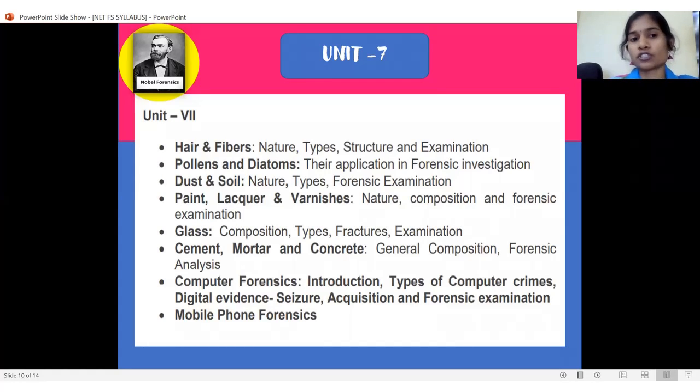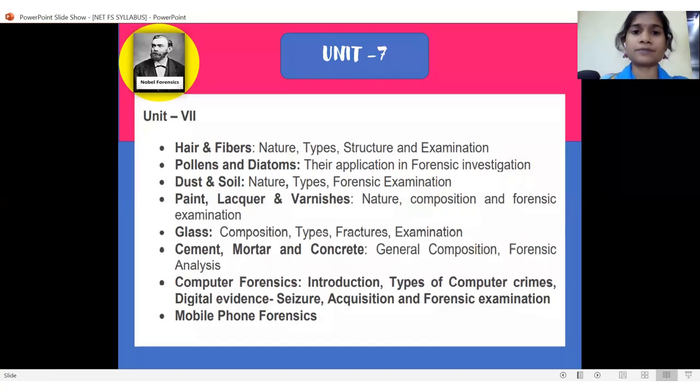And also these are large topics. Hair is one big topic, fiber is also one big topic, dust and soil is one big topic, paint is one big topic. But if you study this 2-3 times, then you can easily remember all the points, and all points are important from each topic of this unit.